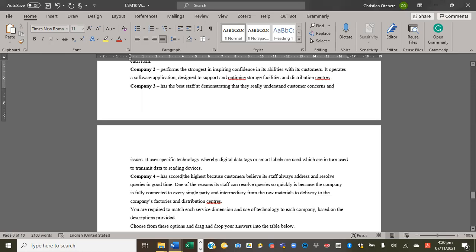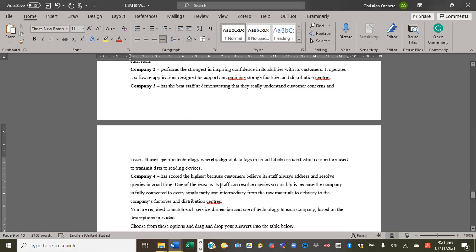Company 4 has scored the highest because customers believe its staff always address and resolve queries in good time. In good time. Which service dimension is that? Responsiveness. Perfect. So that is the most appropriate answer, responsiveness.